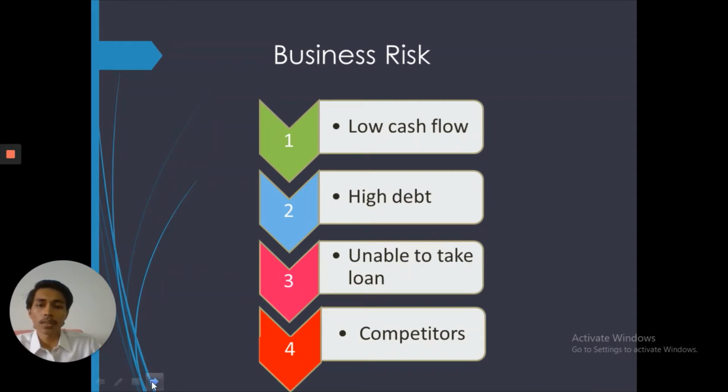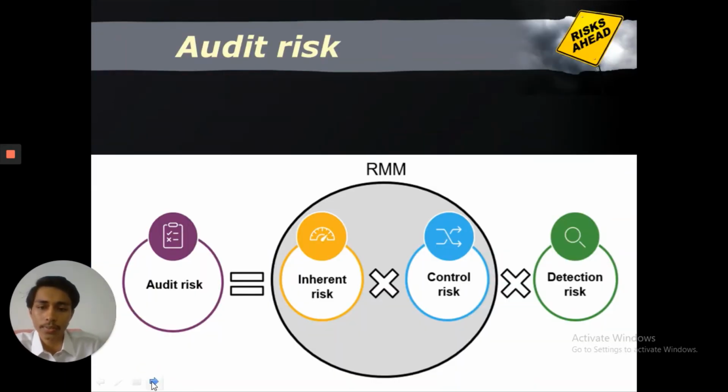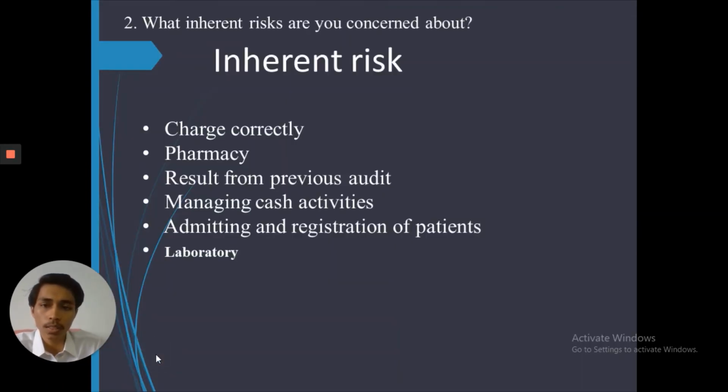Now I am going to talk about audit risk. Under the audit risk, there are inherent risk, control risk, and detection risk. Firstly, I am going to talk about the inherent risk. We need to see, are they charging correctly to their patients or not? Do they have any service charge, I mean a fixed service charge for their hospital? We need to check it, and how they collect the service charge.